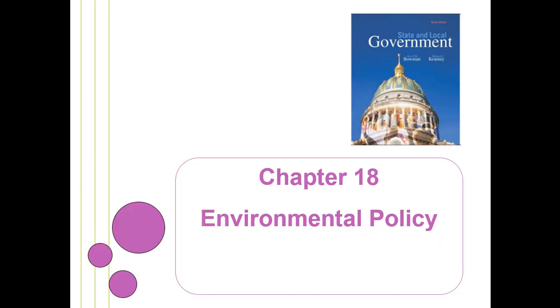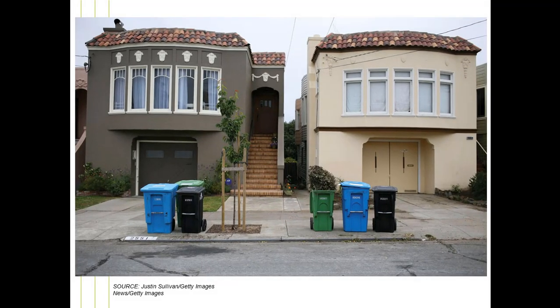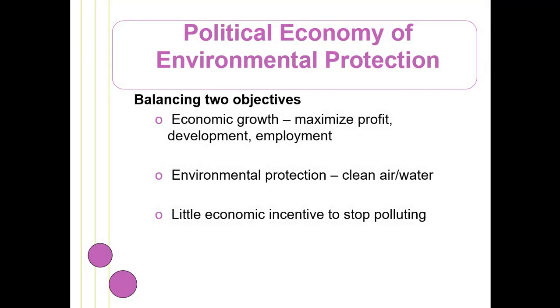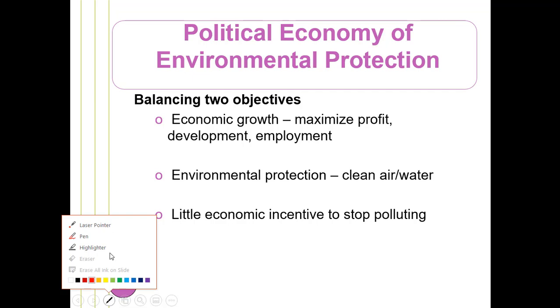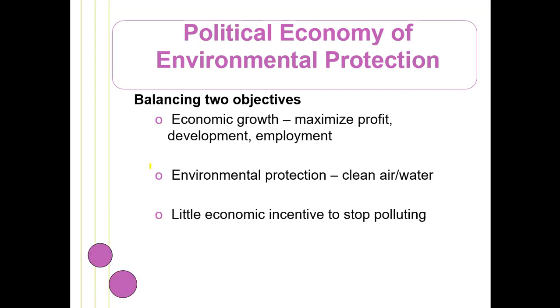This is the final chapter in the State and Local Government online course, Chapter 18 on Environmental Policy. And as we'll see here, as we have throughout the course, we'll have our federalist system at work as far as what the states are tasked to do with environmental policy. So let's look at the objectives that have to be balanced here.